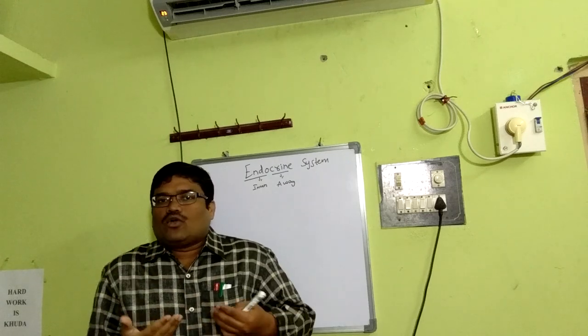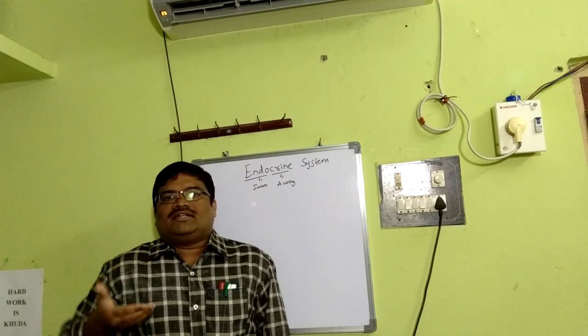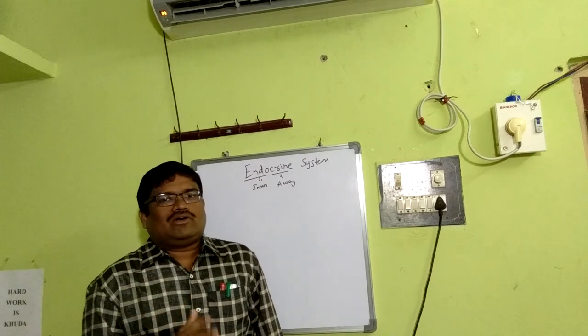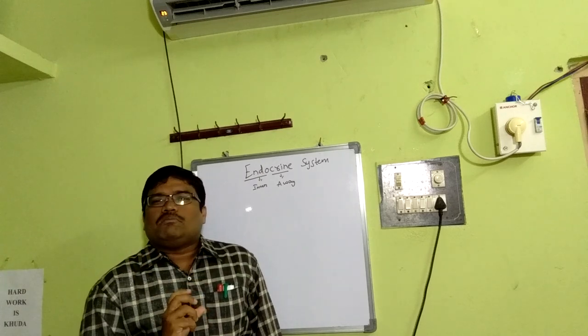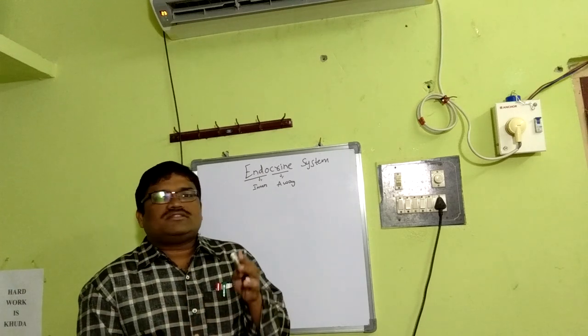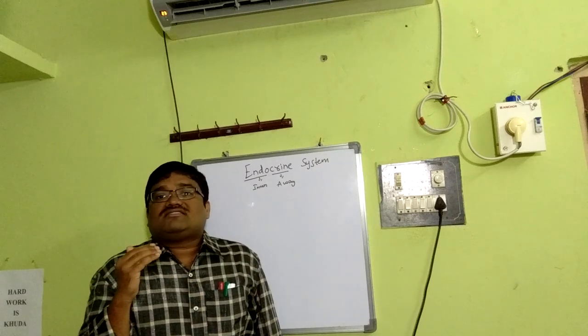approach. For example, growth hormone. We grow gradually, not all of a sudden. That means there is an arithmetic growth but not exponential growth. The distinction between the two is their mode of activity. The neural system is rapid and short-lived, whereas the endocrine system is persistent in approach.